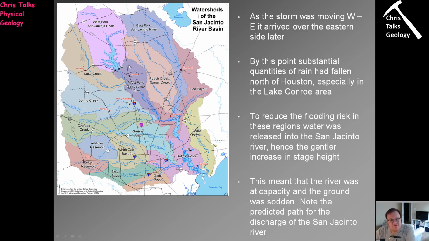So what we have is a situation where up at Lake Conroe, they had to relieve a little bit of pressure. So they released some water, and of course that's going to come down the west fork of the San Jacinto River here. Okay, so that's obviously going to increase the chances of flooding in this area. So, it makes perfect sense if you're in the Lake Conroe area to do that, but obviously it causes further problems downstream.